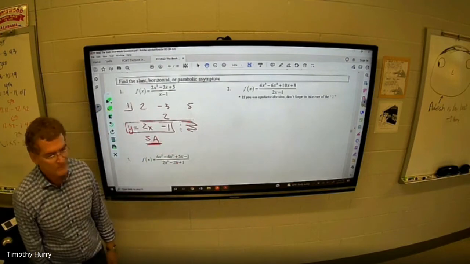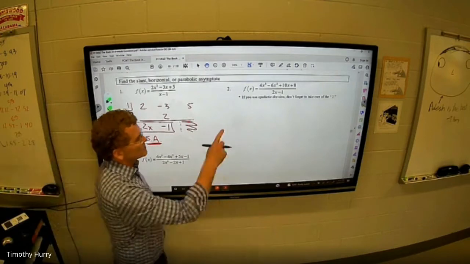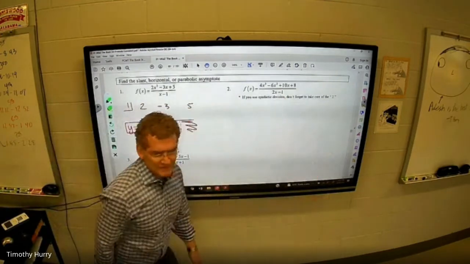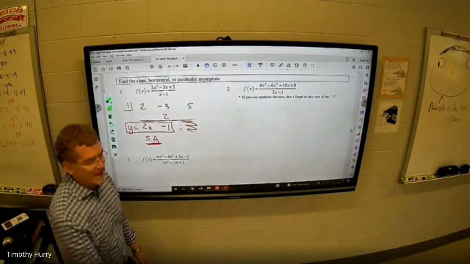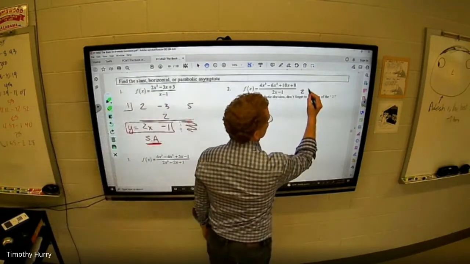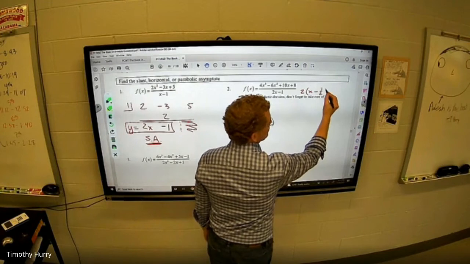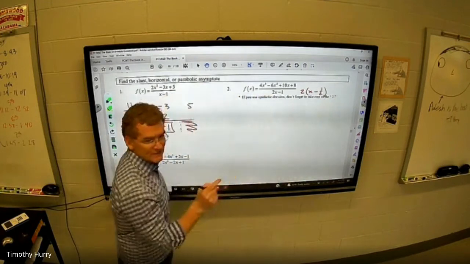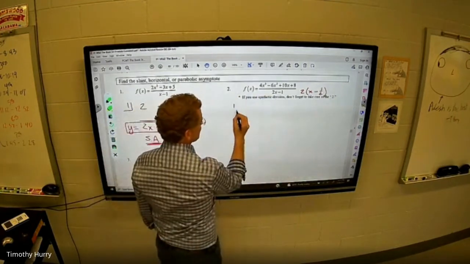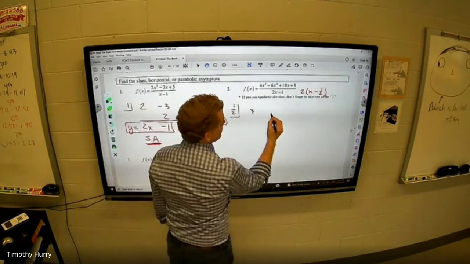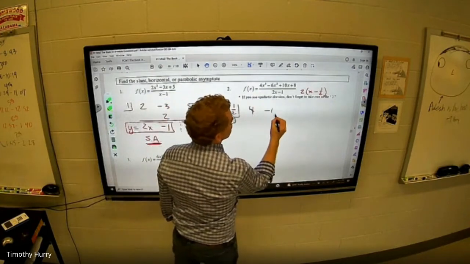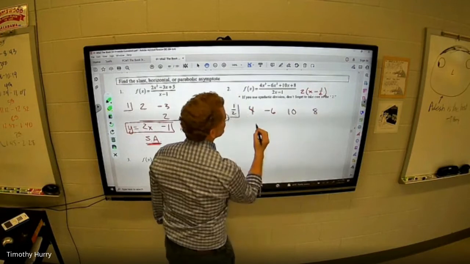You with me? All right, look at the next one. I got a 2x minus 1. What do I do on something like that? We factor out the 2. Somebody factored out a 2 on their test and just wrote x minus 1. Remember, when I take that out, I get x minus what? 1/2. So what am I using as my divisor? 1/2. And I'm dividing into 4, 4, negative 6, 10, 8.